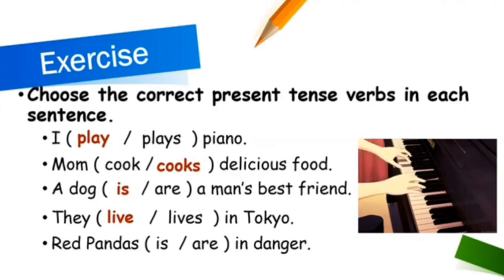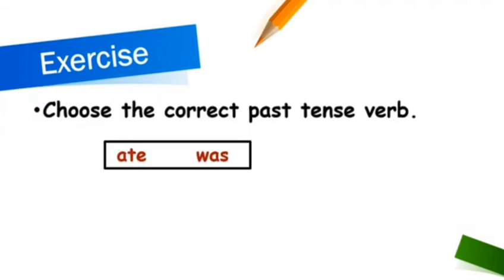Red pandas, is or are, in danger. So which word are we going to use here? Is or are? Look at the noun. The noun over here is pandas. Red pandas. It is more than one panda. So which word are we going to use? Yes, we are going to use are. The red pandas are in danger.